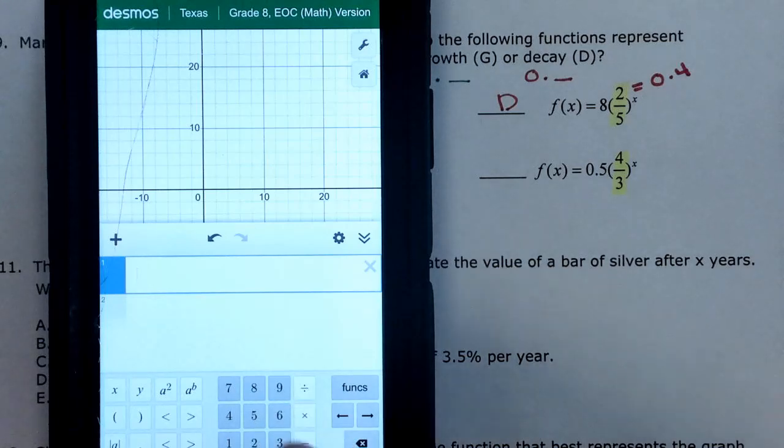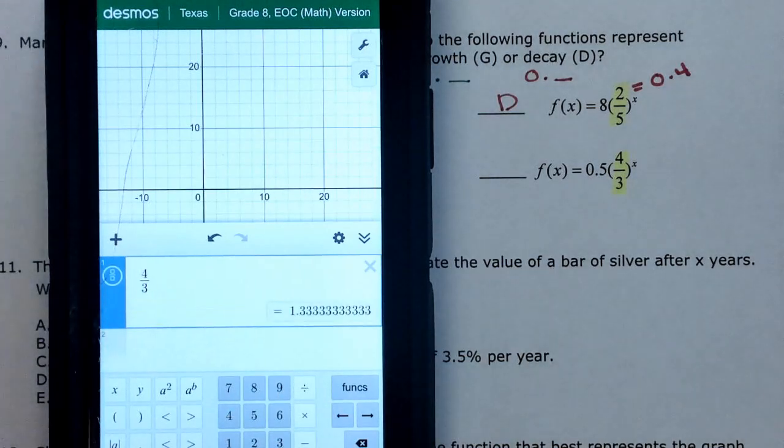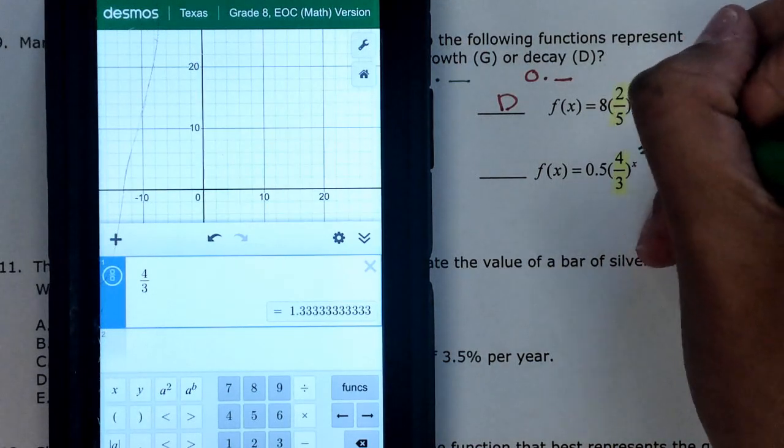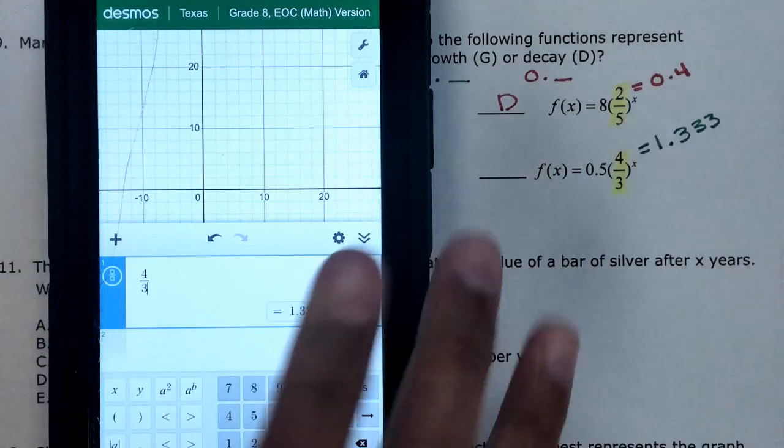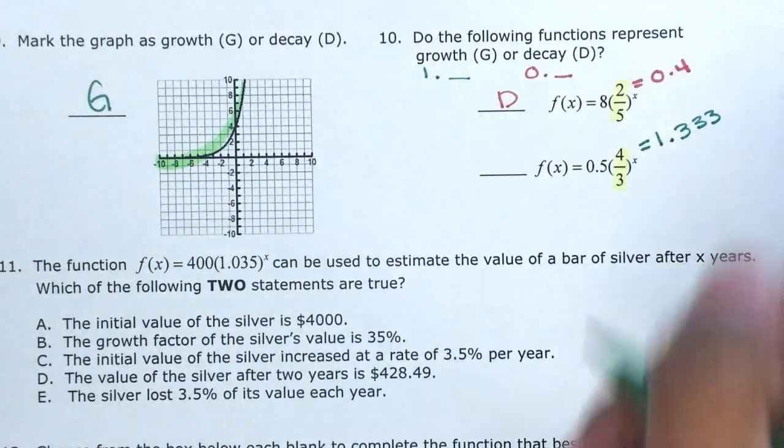Now we're going to do the same thing with the next one. We're going to do 4 divided by 3 in the calculator, and it gives me 1.33 repeating. So this is equal to 1.3. Anything with a 1 is a growth.